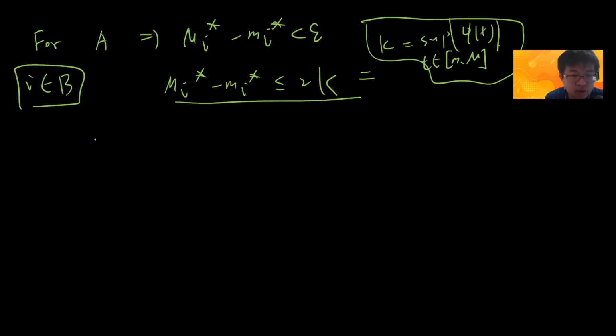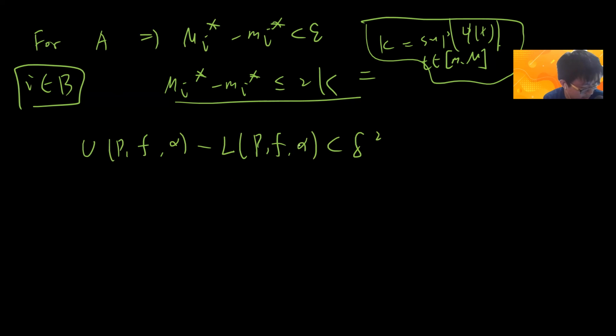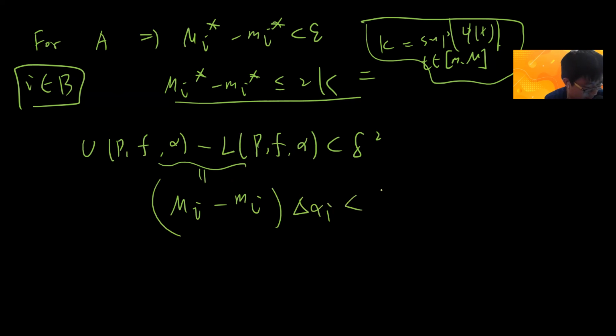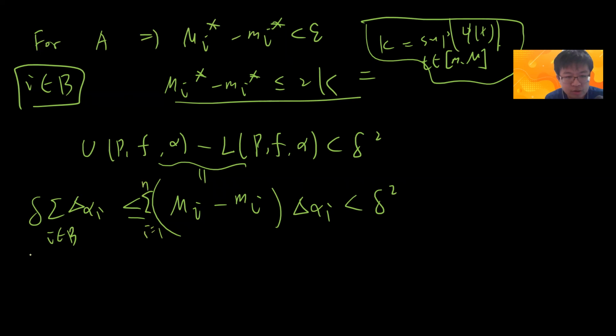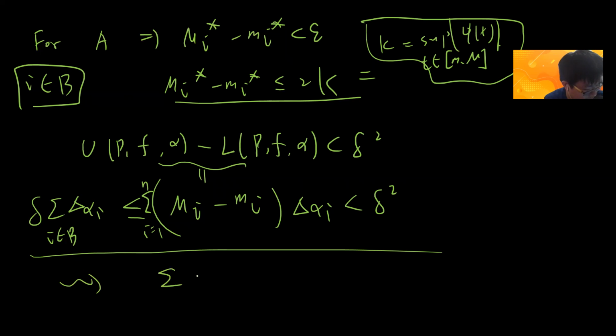Okay, so start from this, right? I get this equation. Okay, so we'll start from this. This means that the sum of delta alpha i is less than delta squared, right? So this is greater than the sum of delta alpha i from B, right? Because B is only a subset of the original one, of the whole partition. So I get this inequality. Okay, so from here I know that i belongs to B and delta alpha i is less than delta.